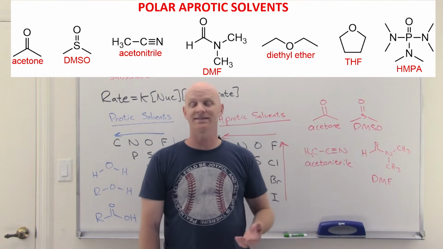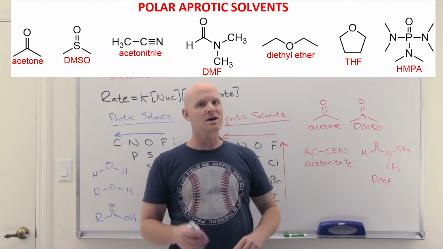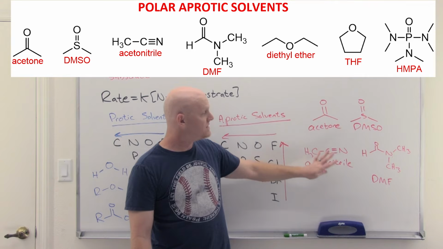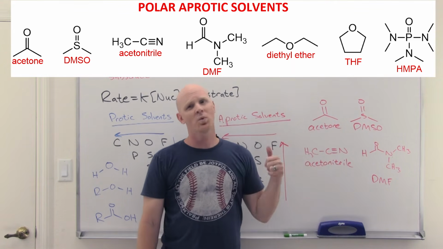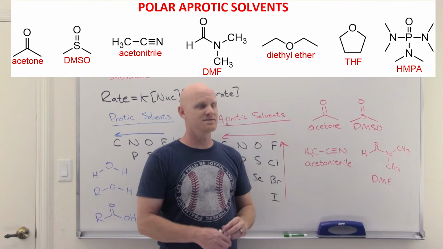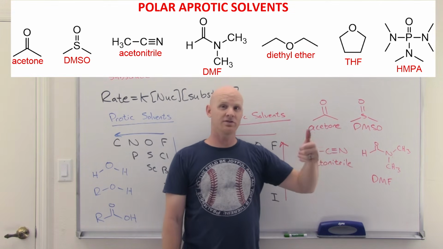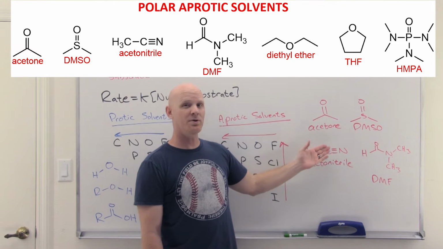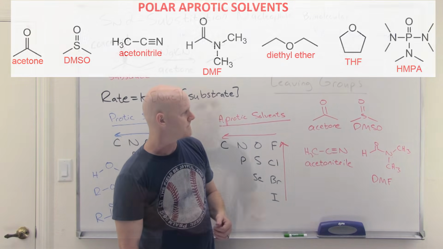So you might also see diethyl ether or THF, tetrahydrofuran, or HMPA, which is a little less common, but those are others that show up in different textbooks with different professors. But these four are fairly universal. These are the four most common polar aprotic solvents. Well worth your time to memorize these. Cool. Most of the time, you're going to see these associated with an SN2 reaction because SN2 reactions work better in polar aprotic solvents. And when I say better, I mean faster in polar aprotic solvents.